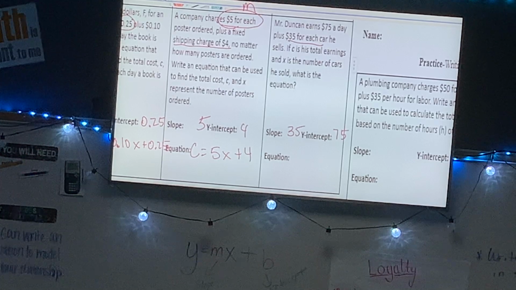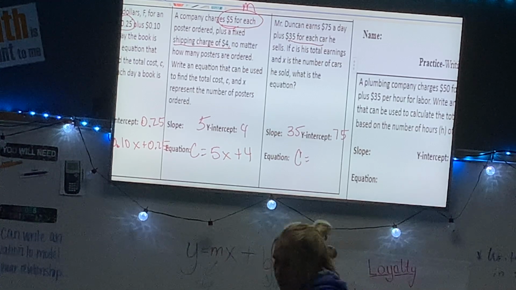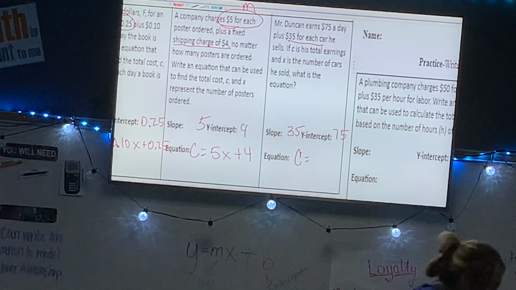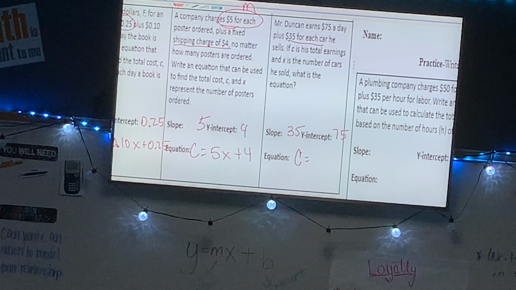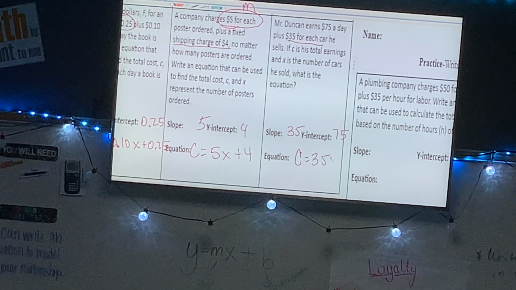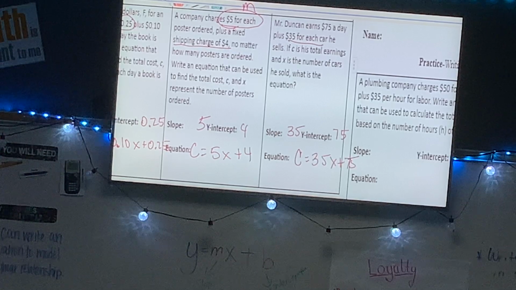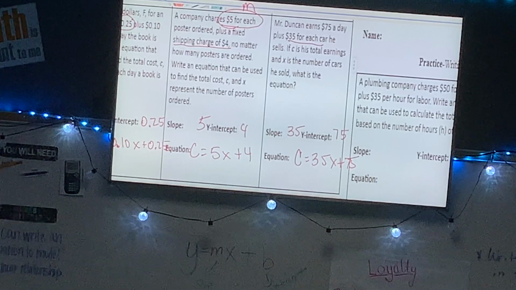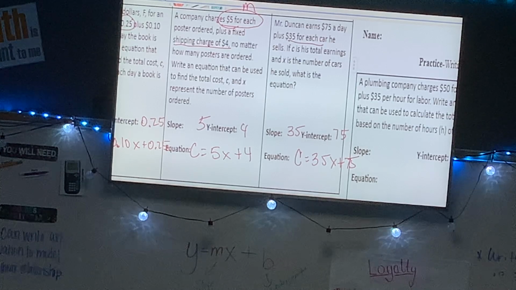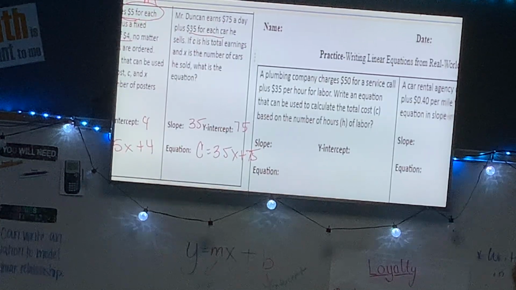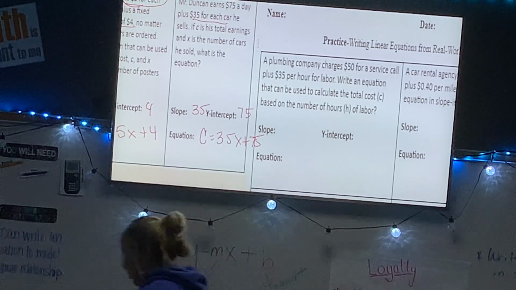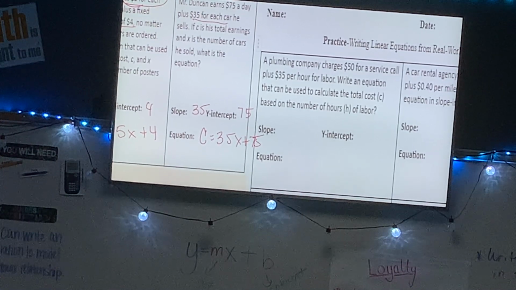So, if C is the total cost, and X is the number of cars he sold, what is the equation? So 35X plus 75. You do the next one.